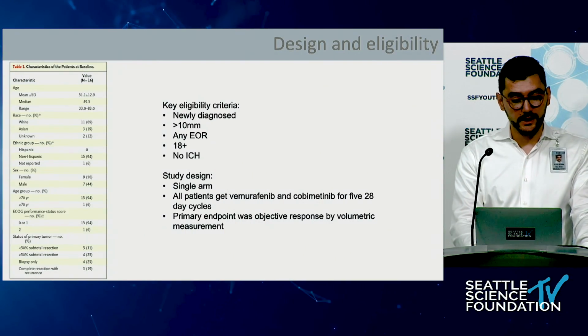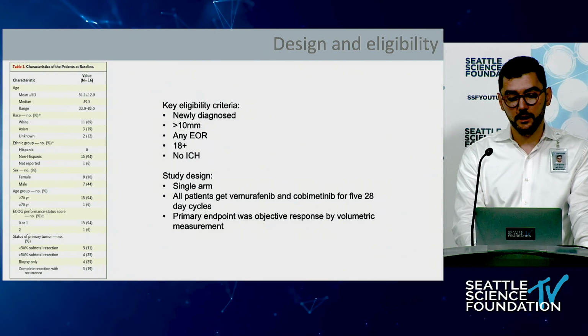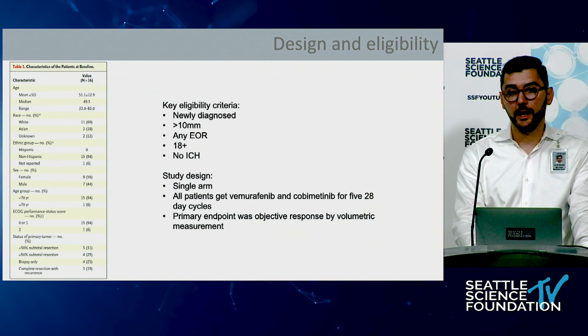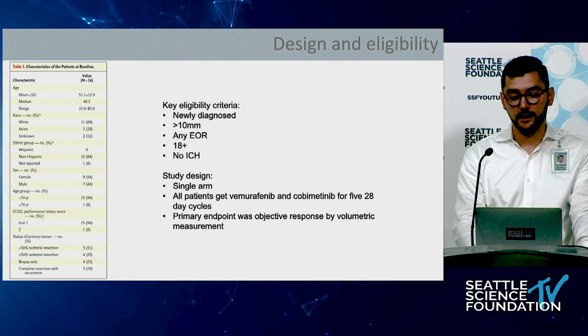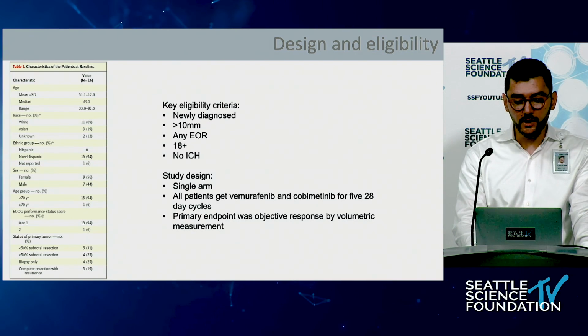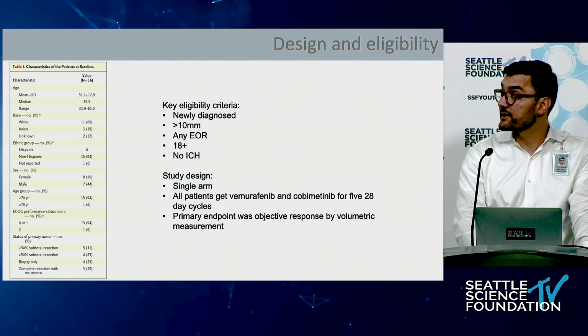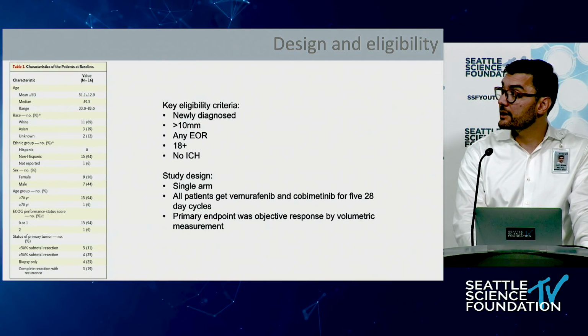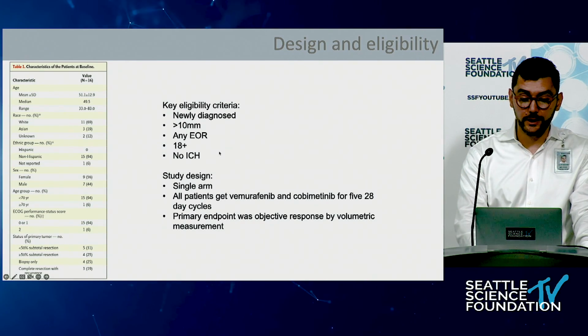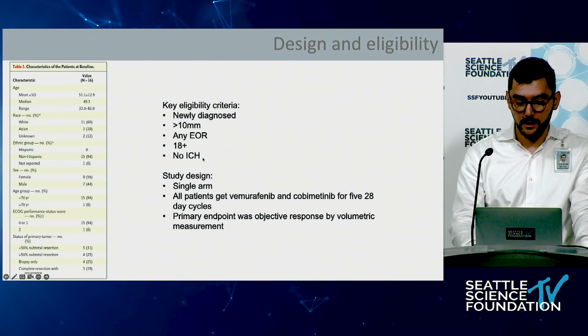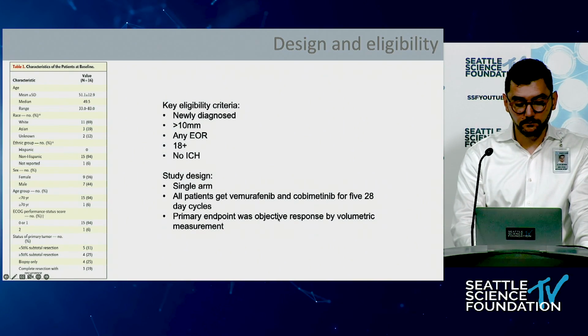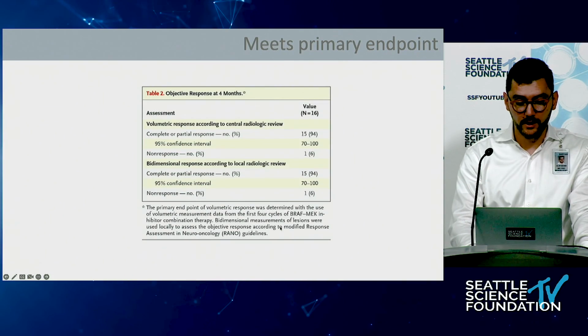So the study question was really simple. Can we do a single-arm trial and look at overall response rate in the setting of targeted therapy? So the eligibility criteria were tumors had to be newly diagnosed, at least a centimeter in size, but any extent of resection, 18 plus, and no intracranial hemorrhage, which actually is a bit limiting for these surgeries. And it's a single arm. There were 16 patients, and they were just interested in objective response by volumetric criteria.